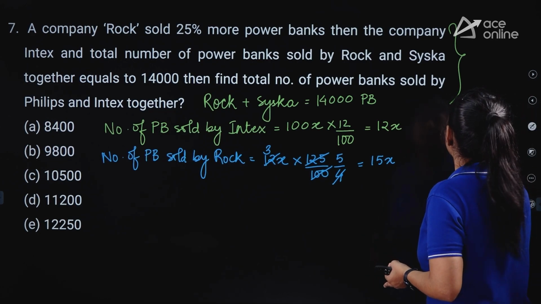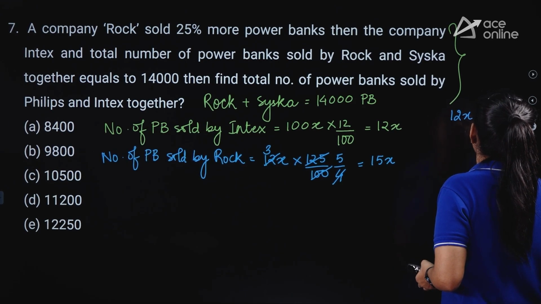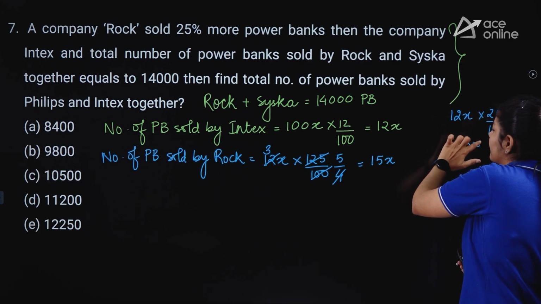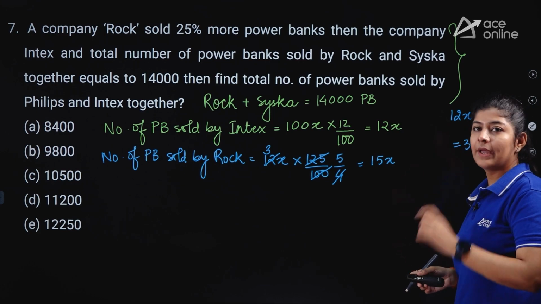Or you can also do one thing: simply find the 25% of this one and you will get your value 3x. And then you have to add this 3x to this one to calculate the number of power banks sold by ROC.